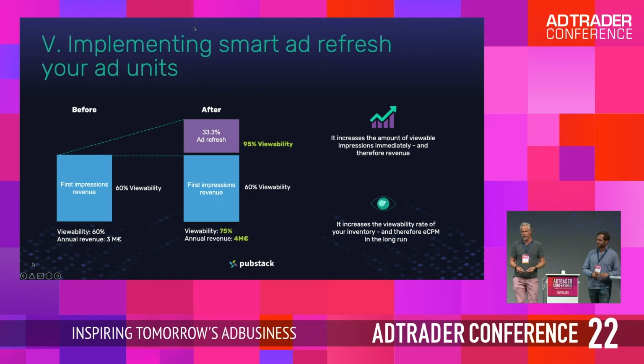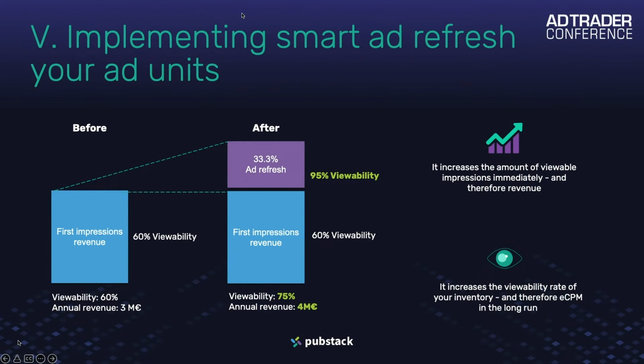Really, how does it work? Does it perform well? Is there any other option for you to optimize? Is there probably any advice from the Pubstack service team, which collects all this information globally, where they can help? And this is then smart ad refresh.